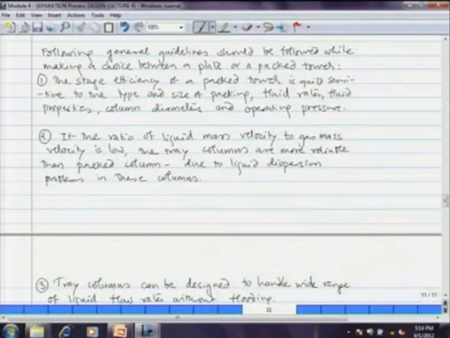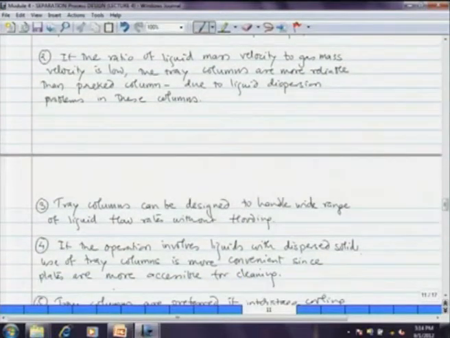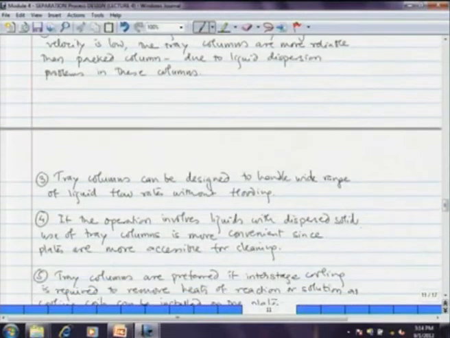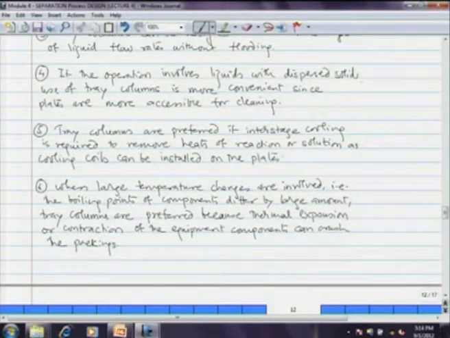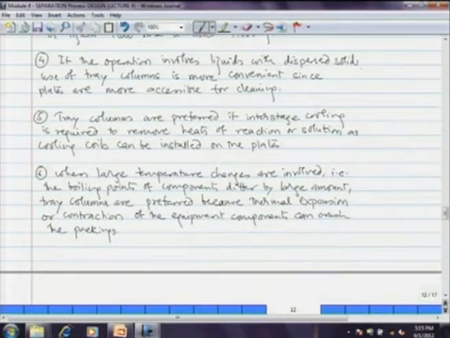Secondly, if the ratio of liquid mass velocity to gas mass velocity is low, then tray columns are more reliable than packed columns due to liquid separation problems in these columns. Then the tray columns can be designed to handle a wide range of liquid flow rates without flooding, but that is not possible in case of packed column. If the operation involves liquid with dispersed solids, then use of tray column is more convenient since the plates are more accessible for cleaning. Tray columns are preferred if interstage cooling is required to remove heat of reaction or solution, as the cooling coils can be installed on the plates.